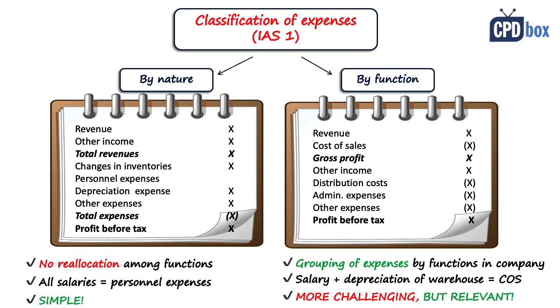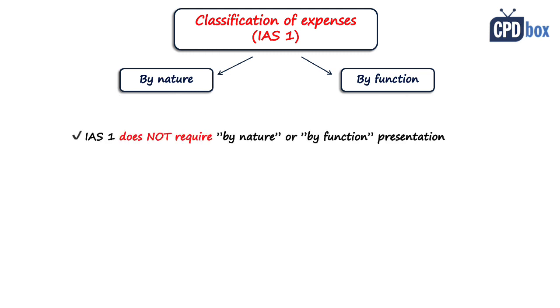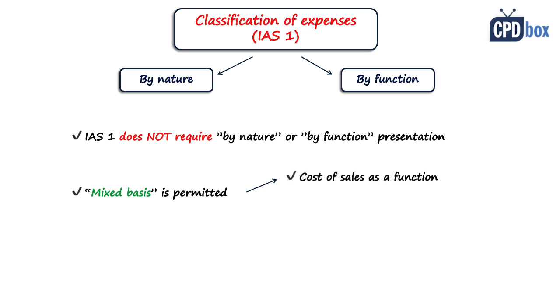And now let me clarify that IAS 1 does not require analysis of expenses by function or by nature on the face of profit or loss statements. It is just a suggestion. And in fact, you're permitted to disclose the classification on the face of the profit or loss statement on some mixed basis. So for example, you present cost of sales as a function, and then you present gross profit, and then you present depreciation expenses, which is an element from by nature method. So this is a mixed basis.